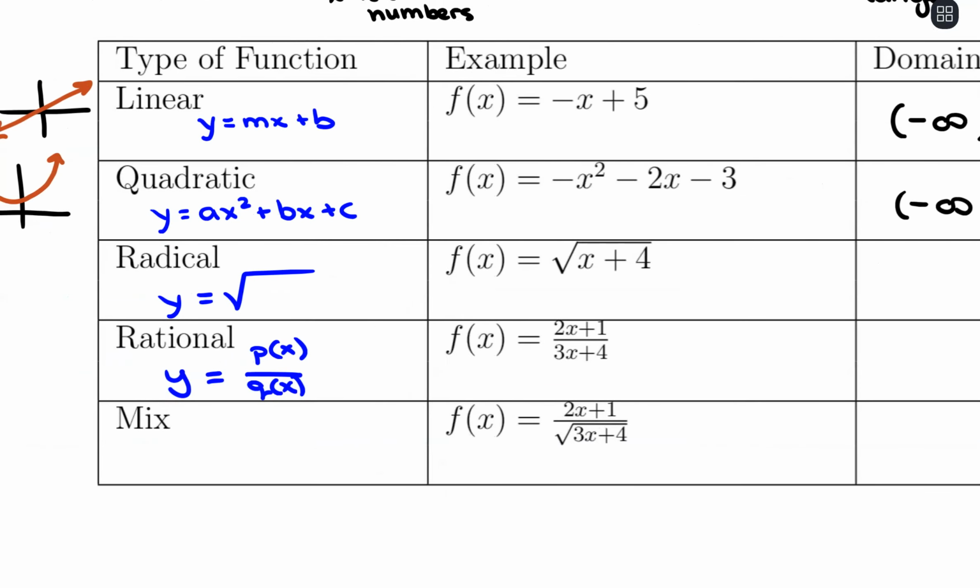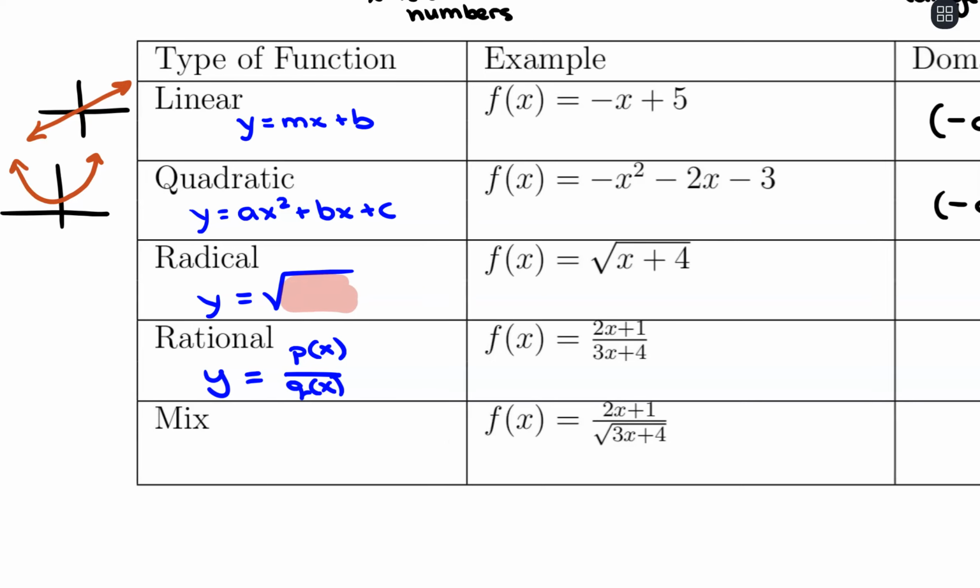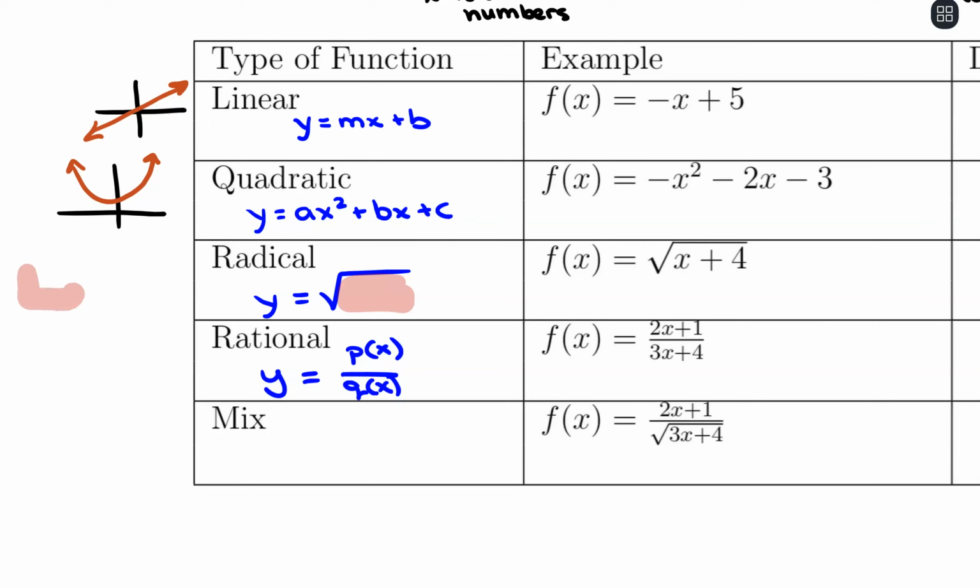Now, with radical functions, we start running into issues in terms of what we can plug in, because we cannot take the square root of a negative number. So whatever is underneath the square root symbol has to be more than or equal to 0. We can take the square root of 0, we can take the square root of positive numbers. So this is going to be a restriction on our domain.